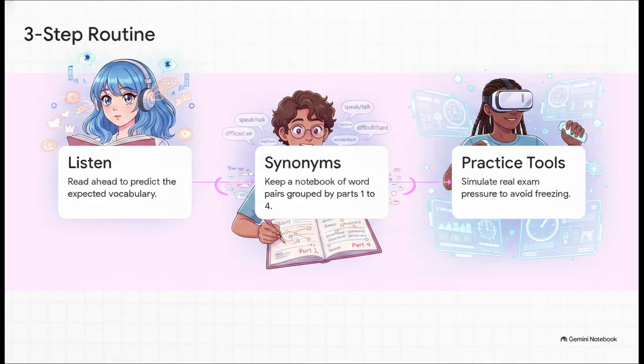So, here is a highly actionable 3-step routine to do exactly that. Step 1. Listen with your eyes. This means reading ahead during the pauses so you can actively predict the vocabulary before the speaker even starts. Step 2. Build synonym pairs. Keep a dedicated notebook mapping the words you read to the words you hear and organize them from part 1 to 4. And Step 3. Use practice tools to simulate real exam pressure. You have to train your brain in those conditions so you don't succumb to the emotional freeze.